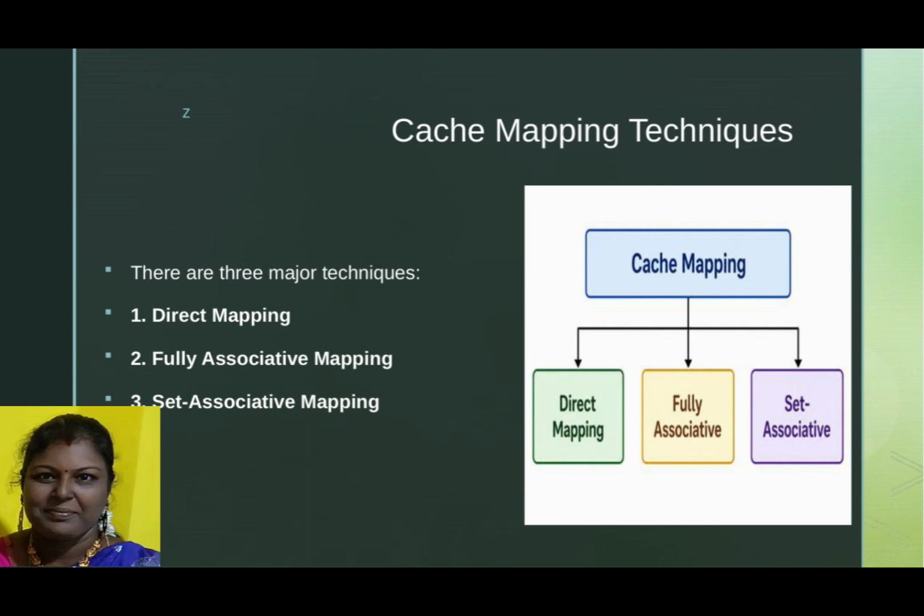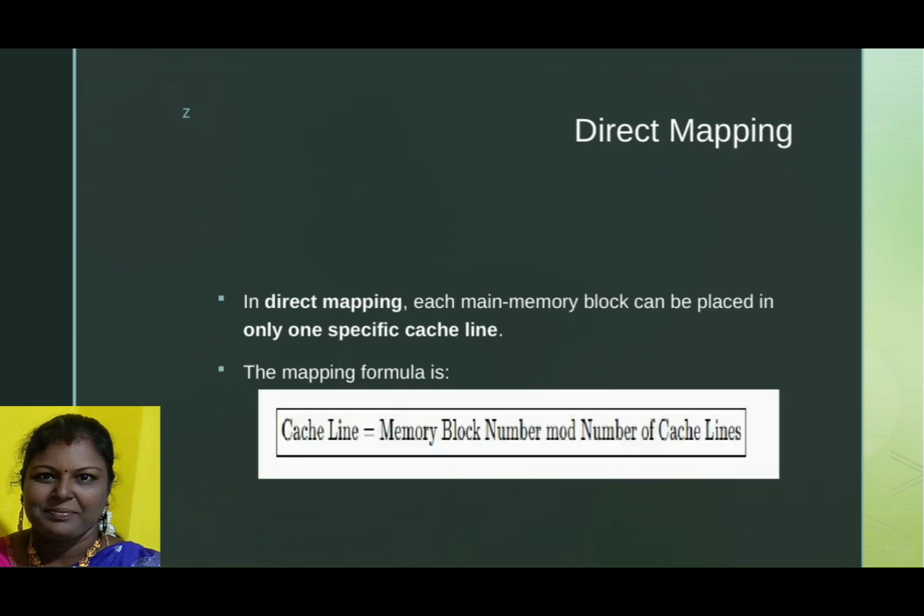In direct mapping, every block of main memory has just one specific spot in the cache where it can go. There's no choice, no flexibility, just a single line reserved for that block. This is determined by a simple formula that links memory blocks to cache lines. It's a straightforward approach, making cache management faster, but it also means some blocks might compete for the same spot, causing potential conflicts.